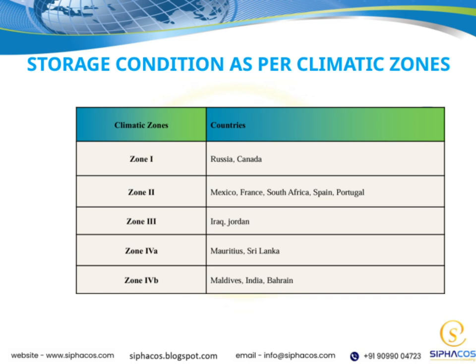Conversely, in arid zones, maintaining proper humidity levels is essential to avoid drying out products. Temperature control is equally important across all zones. Many items require stable temperatures, and fluctuations can lead to deterioration or loss of quality. By tailoring storage conditions to each climatic zone, we not only preserve the integrity of the products, but also optimize shelf life and reduce waste.